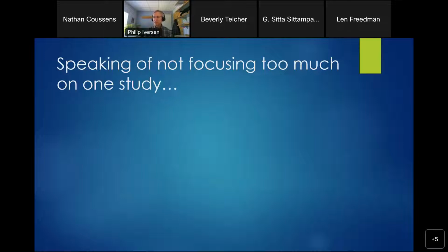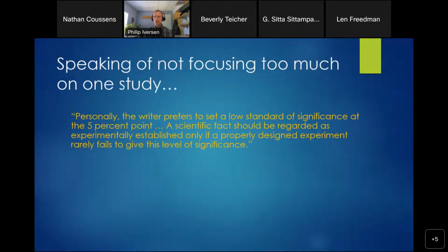So speaking of not focusing too much on one study, here's a quote. Personally, the person writing this quote prefers to set a low standard of significance at the 5% point. A scientific fact should be regarded as experimentally established only if a properly designed experiment rarely fails to give this level of significance. So the writer of this quote is taking that bigger view, saying most of the studies you've done need to be significant to establish a scientific fact.